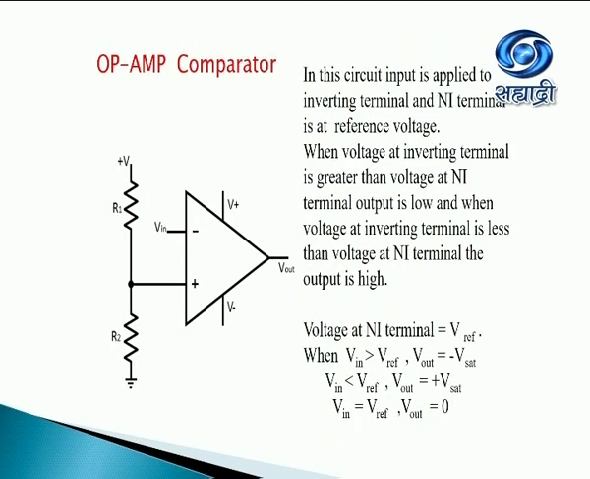In this circuit, input is applied to inverting terminal and non-inverting terminal is at reference voltage. When the voltage at inverting terminal is greater than voltage at non-inverting terminal, output is low, and when the voltage at inverting terminal is less than voltage at non-inverting terminal, the output is high. Voltage at non-inverting terminal is Vreference. When Vin is greater than Vreference, Vout is minus Vsat. When Vin is less than Vreference, Vout is plus Vsat. Vin is equal to Vreference, Vout is 0.